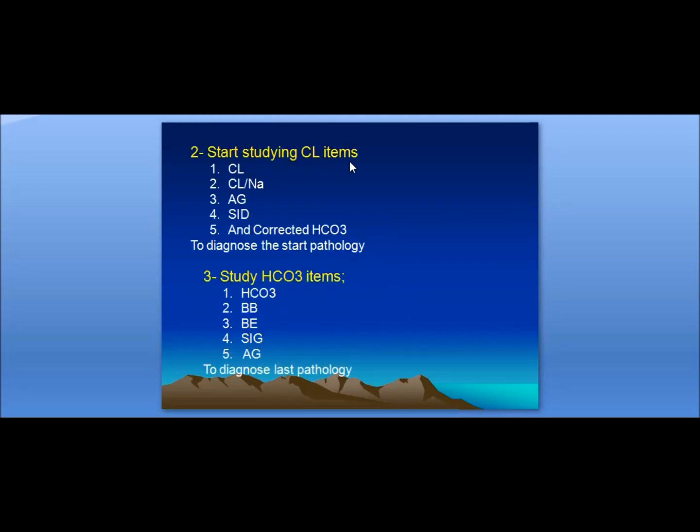Start studying the chloride items, number 2. As I've mentioned before: serum chloride, chloride sodium ratio, anion gap, strong ion difference, and corrected bicarbonate. From these items and from this data, you will come to the start diagnosis, the first pathology. Number 3, studying bicarbonate items: serum bicarbonate, buffer base, base excess, strong ion gap, and anion gap. This will give you the last or the second pathology and the second diagnosis.